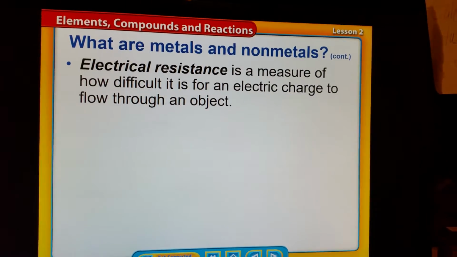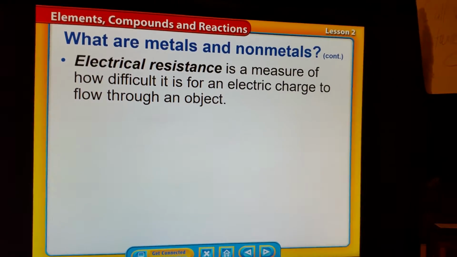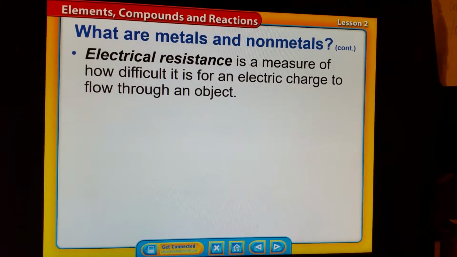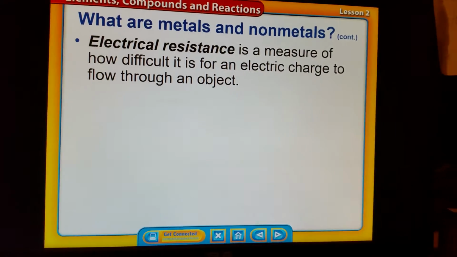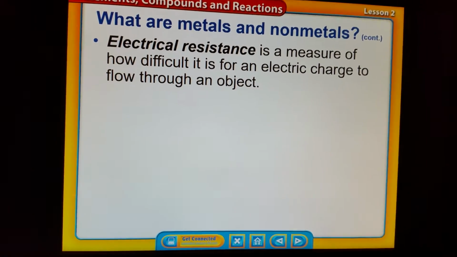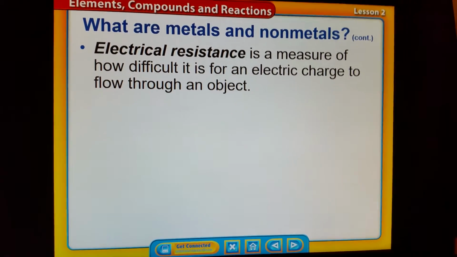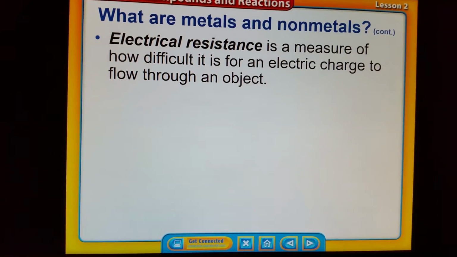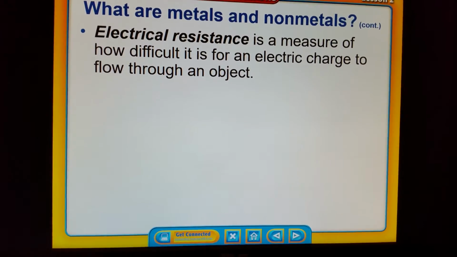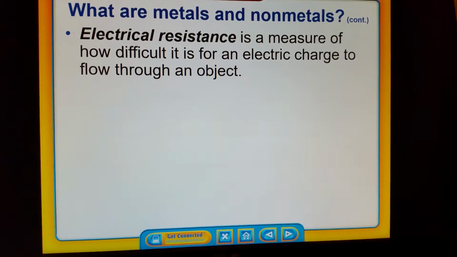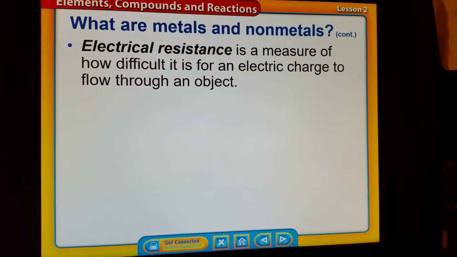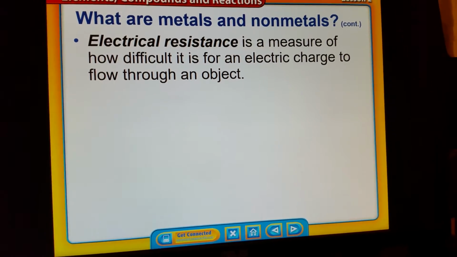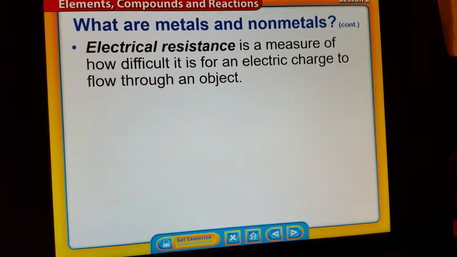All right, what are metals and nonmetals? The first word we're going to look at is electrical resistance. We know resistance means to keep from, to withhold. So electrical resistance is a measure of how difficult it is for electric charge to flow through an object. It's very hard for the charge to flow through this object because it's resisting, it's pulling back.